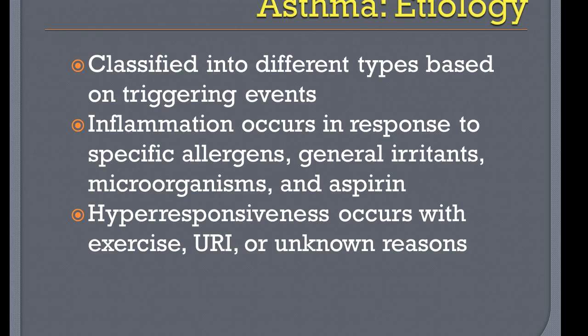And asthma can be classified into different types based on the triggering events. Inflammation can occur in response to specific allergens. If someone's allergic to something that's in food, like a preservative, maybe that could trigger an asthma attack. General irritants, maybe a certain soap or some kind of powdery substance, a microorganism, or even a medication can cause asthma and trigger an attack. And hyperresponsiveness can occur with exercise, upper respiratory infection, or sometimes we don't always know the reason why that particular response is occurring.